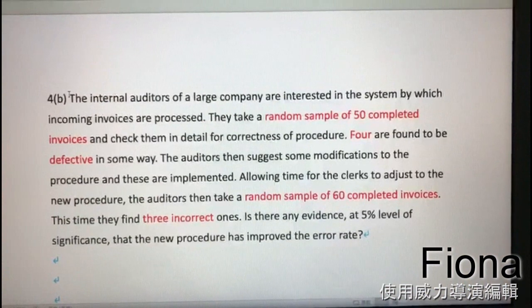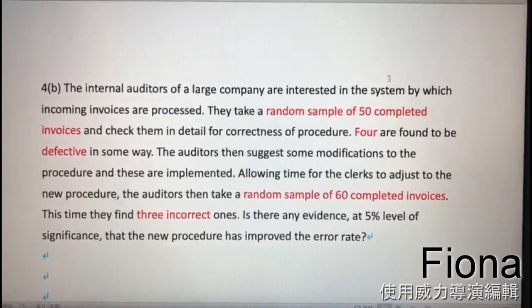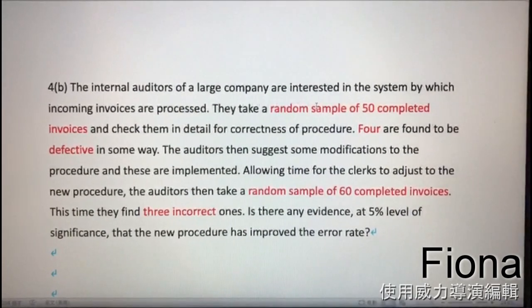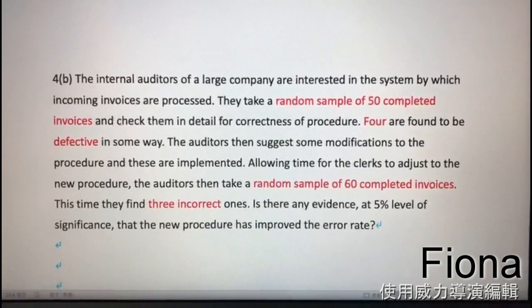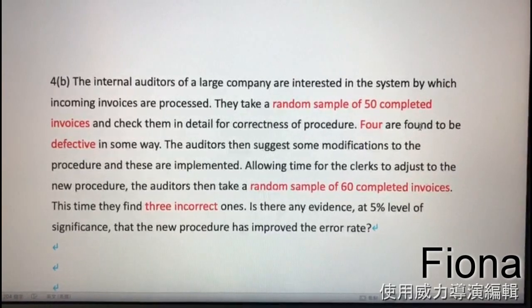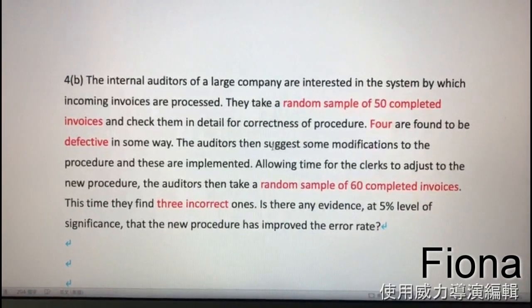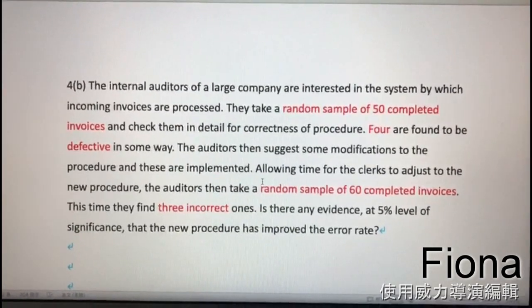In Question 4b, the internal auditors of a large company are interested in the system by which incoming invoices are processed. They take a random sample of 50 complete invoices and check them in detail for correctness of procedure. 4 are found to be defective in some way.